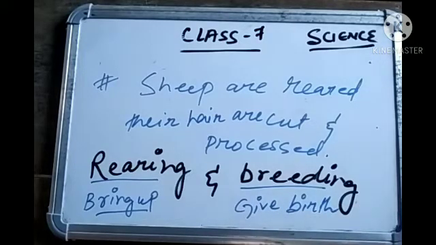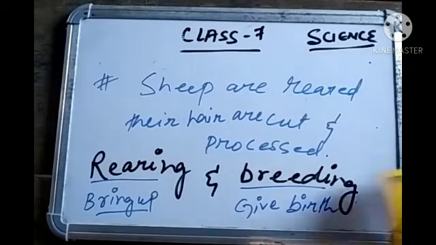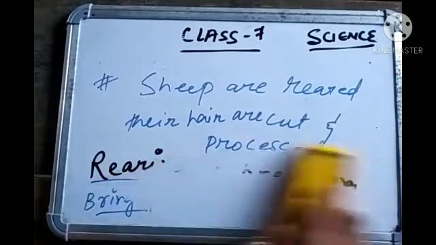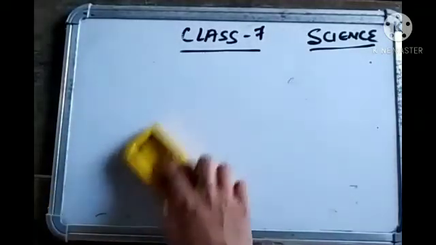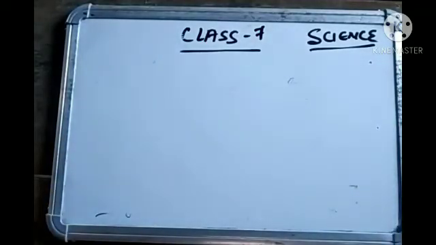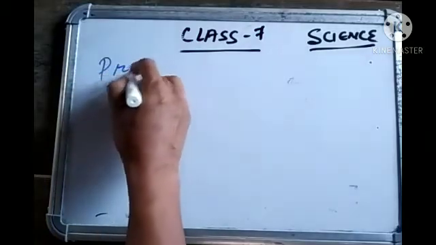So rearing and breeding are important in order to obtain wool from sheep. Rearing is bringing up and caring until they are grown up. Breeding is giving birth or production of offspring by animals. This is an important point. So we are going to discuss the processing.